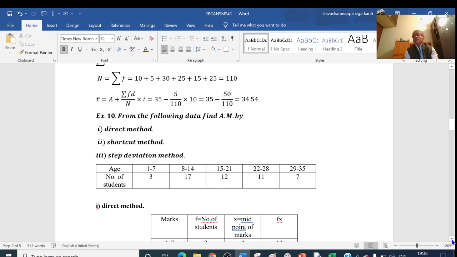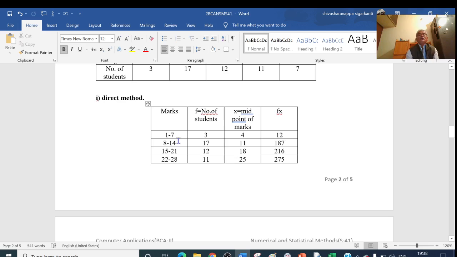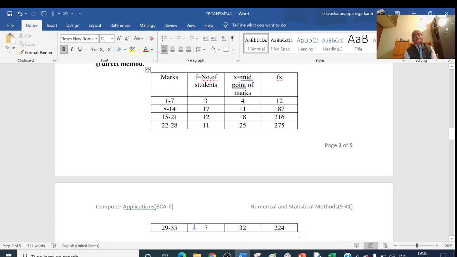So we write another table here. In the first column, we write the class interval: 0 to 7, 8 to 14, 15 to 21, 22 to 28, 29 to 35. Number of students. This is our F, frequency. And we take the midpoint of this class interval. The midpoint of this is equal to 4. Okay. Midpoint of this is equal to 4.